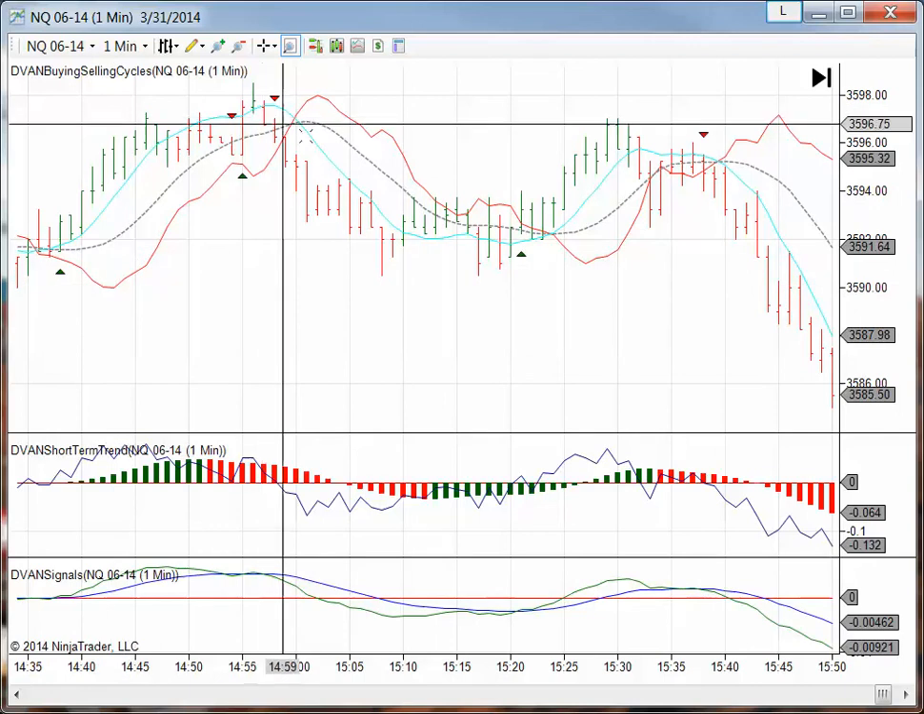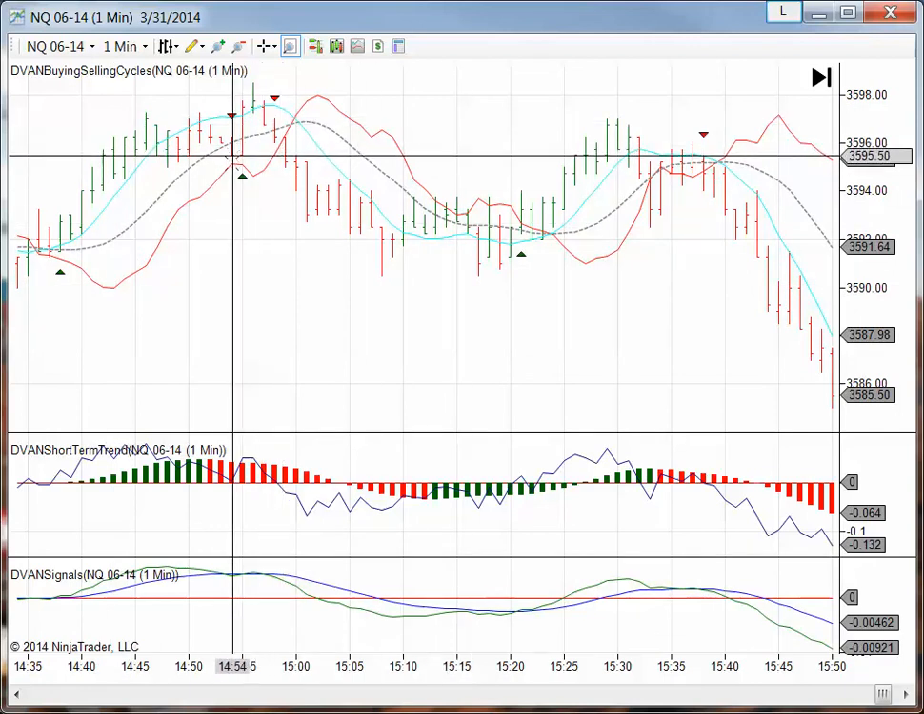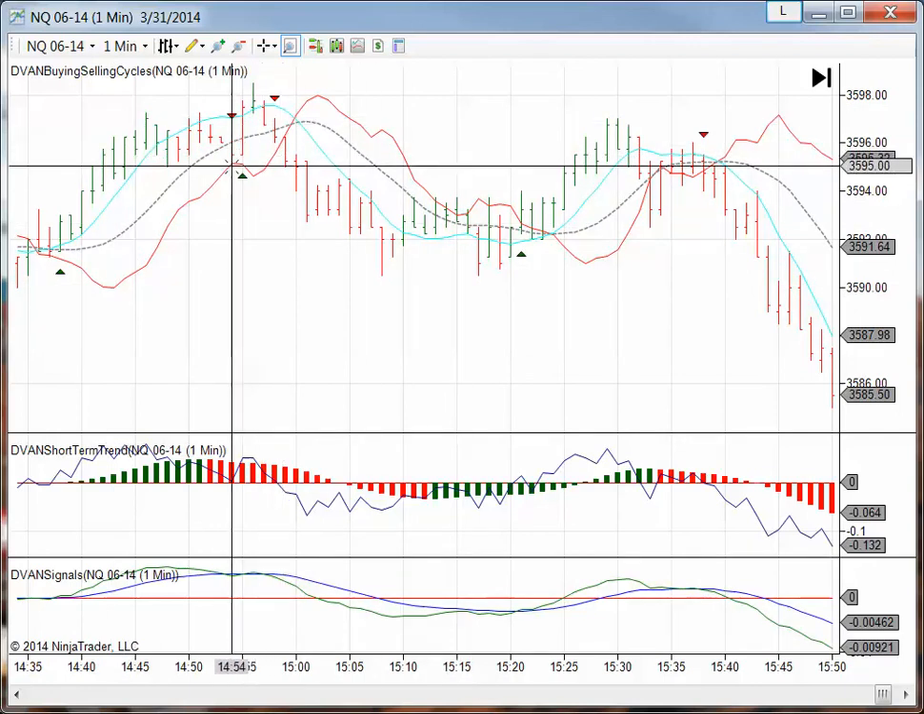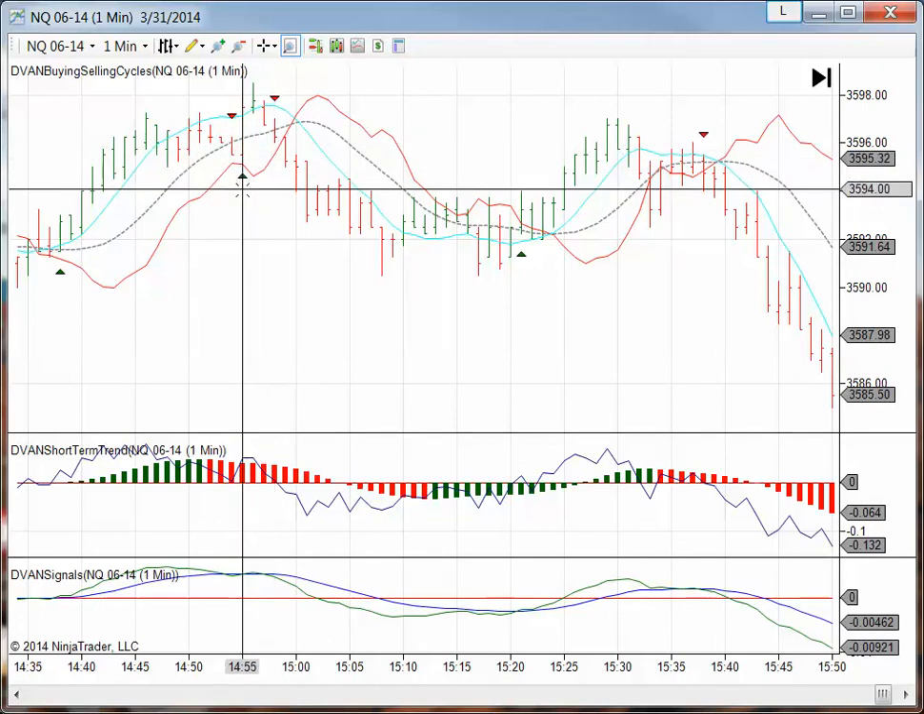But a few successful moves and a good learning point here showing the confirmation of the velocity signals versus a false signal that you see here at 2:55.